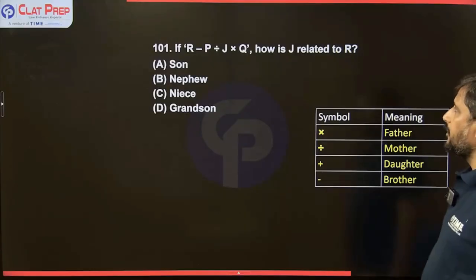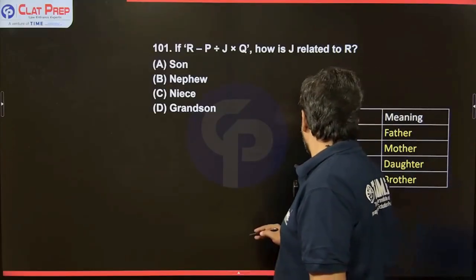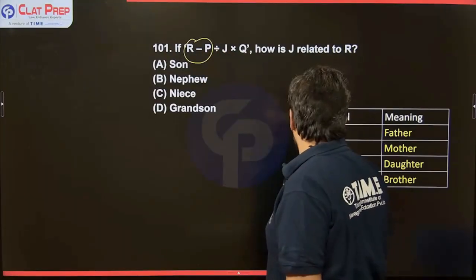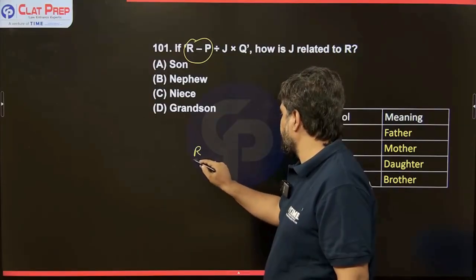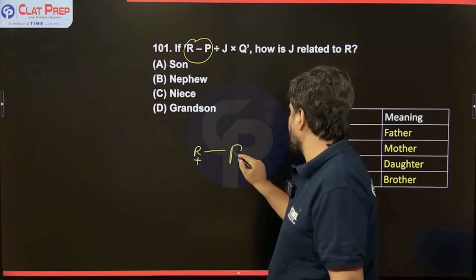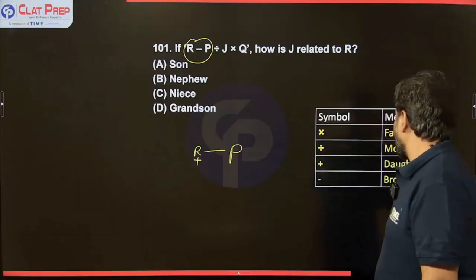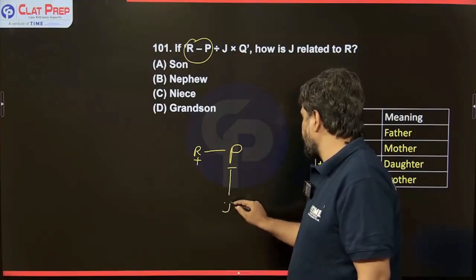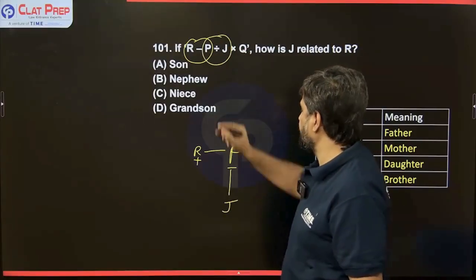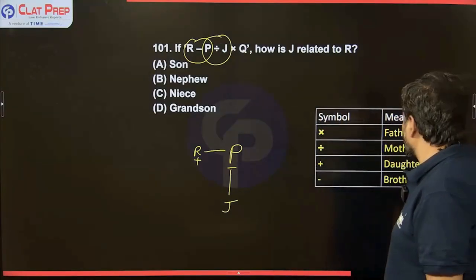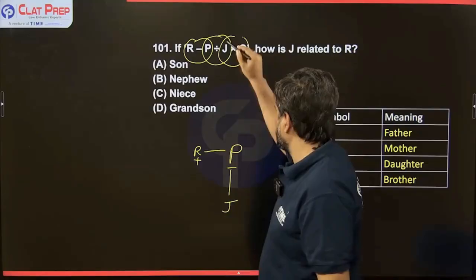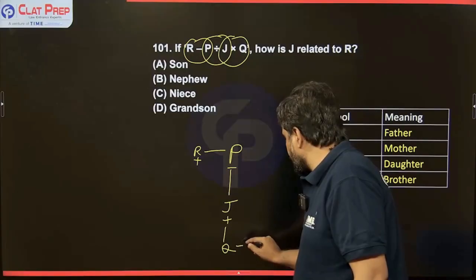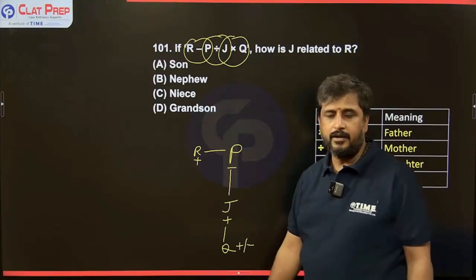R minus P divided by J into Q. What is R minus P? R is a brother of P. Both belong to the same generation. Next, P divided by J: P is the mother of J. Next, J cross Q: J is the father of Q. And we do not know the gender of Q. Q may be male or Q may be female.